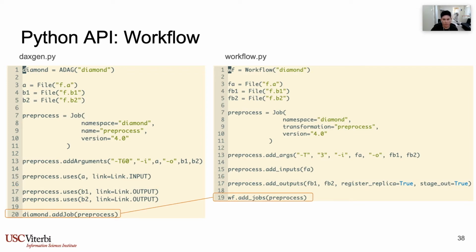And then lastly, once you've created the job, add some arguments, inputs, outputs, then you want to add the job to the workflow object. So previously this was camel case addJob. Now this is add_jobs, and you can pass in one or more jobs here.